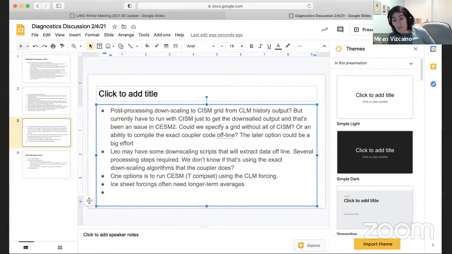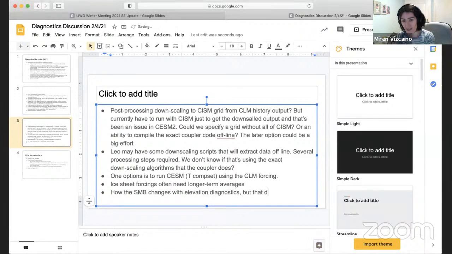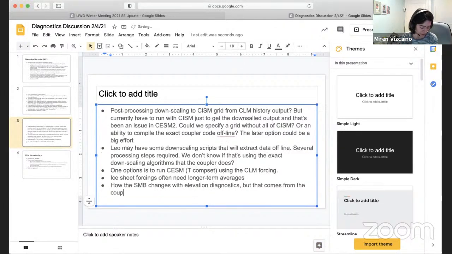No, I think we found out for this instantaneous, and no, what I was actually asking was around, I was saying that it would be indeed very interesting to have information or diagnostics of how the SMB changes with elevation. Okay. Yeah, that is something that you get from the coupler, not from the history files of CESM. I see.